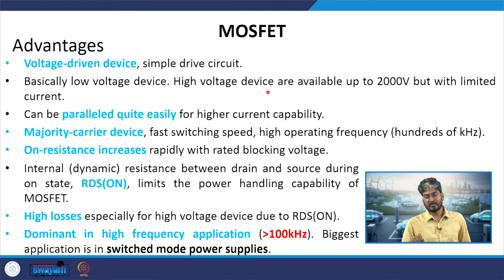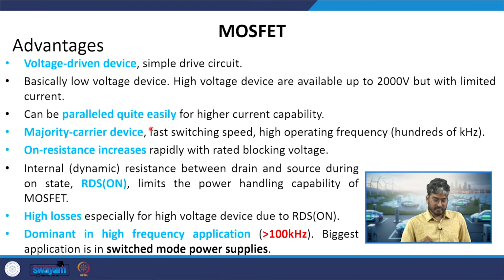Why is it popular for low voltage applications? Based on its performance. What are the performance characteristics of a MOSFET? It operates at very high frequency. Why? The gate terminal is not required to inject any type of carriers, so it can turn on and turn off at a faster rate. So it has high switching speed. They are used for low voltage and high frequency applications.